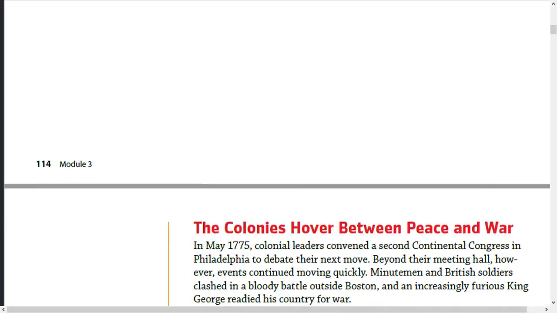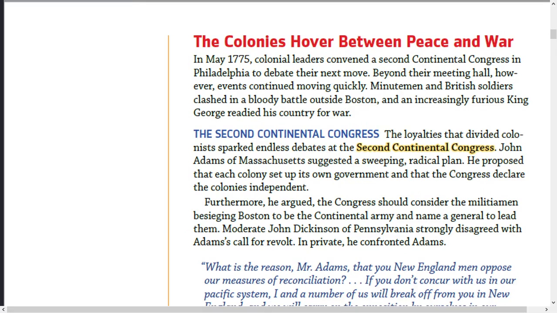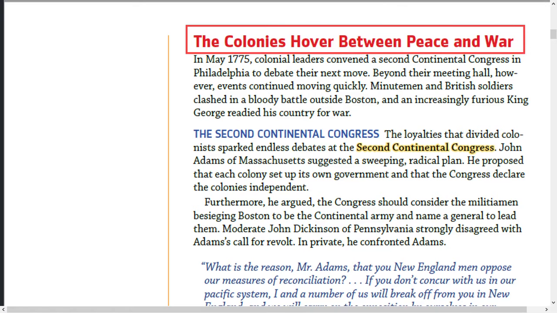All right, so the very first section in your notes that you're going to want to have a heading for is right here. The colonies hover between peace and war. And that's basically just saying that people weren't sure if they wanted to rebel against their home country. It'd be hard for us to say that anyone should rebel against the United States, even though sometimes there might be some people who do. The thing is that they had to be convinced, right? Even after Lexington and Concord, even after all the fighting that had gone on, they still needed to be convinced.